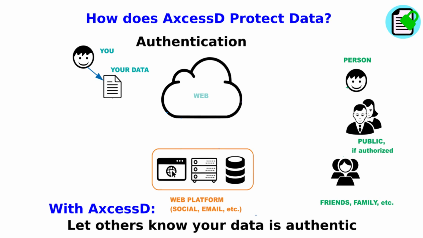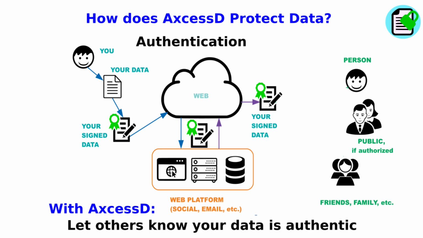AxcessD protects you from various types of cyber attacks with the use of electronic signatures and authentication. When you send data using AxcessD, your data is signed with an electronic signature that identifies the data as being originated by you, the AxcessD account holder. When the data arrives at your intended recipient, the signature is authenticated so the recipient can be sure that the data was originated by you. Signing and authentication have the additional benefit of verifying that the data is exactly as you originated it and has not been altered or corrupted.